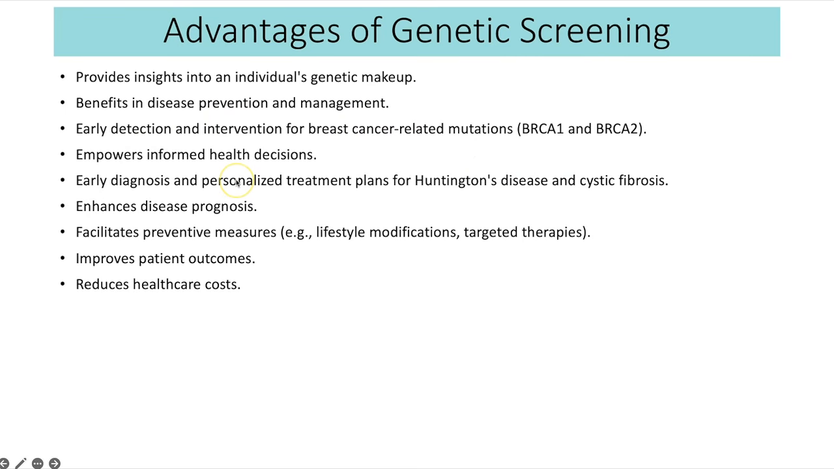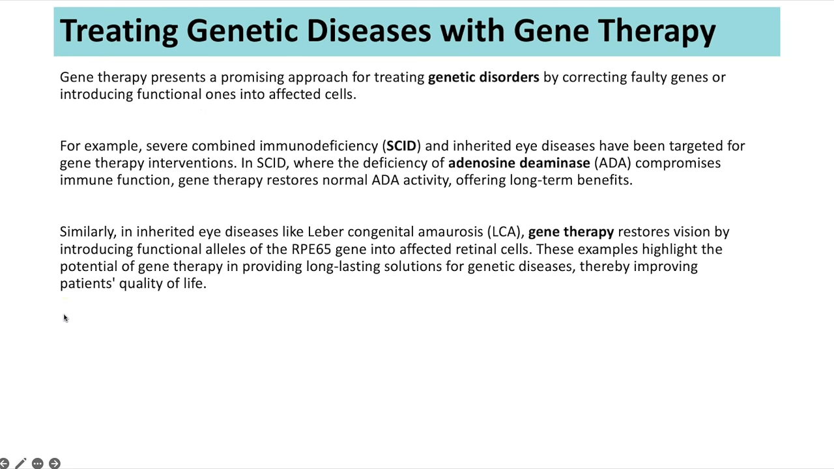You can make informed decisions about your health. Early diagnosis in general can help with personalised treatments for certain diseases, such as Huntington's disease and cystic fibrosis. It will help with preventative measures. So certain diseases you won't definitely develop if you have the associated gene or allele, but if you modify your lifestyle, you're then going to reduce the likelihood of developing it. So overall, it can help to improve patient outcomes and also therefore reduce healthcare costs.